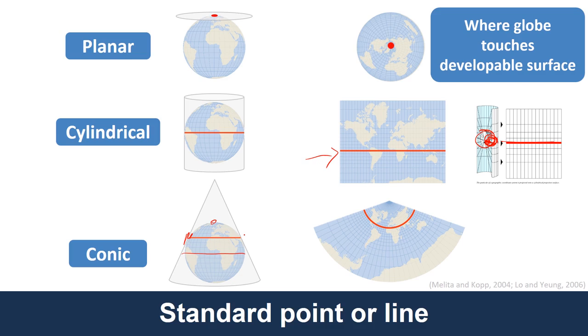On a planar, also known as an azimuthal projection, there actually isn't a line, it's a point, that's where it's touching, so we would refer to that as a standard point. Same thing again, still no distortion at that location, but it's no longer a line on our map, it's just a point.